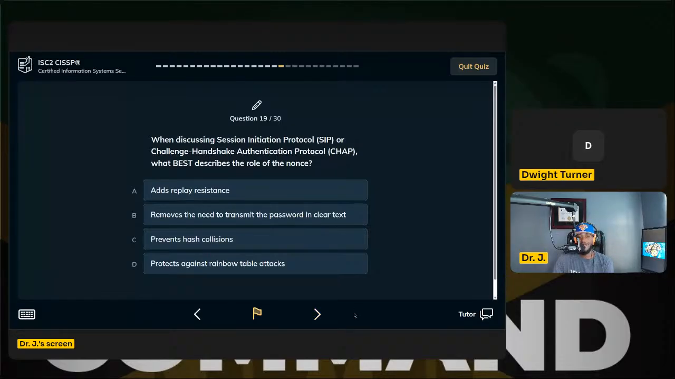When discussing session initiation protocol or SIP, or challenge handshake authentication protocol CHAP, what best describes the role of the nonce? I believe this is Alpha. Prevents, protects against. Yeah, I believe this is Alpha.